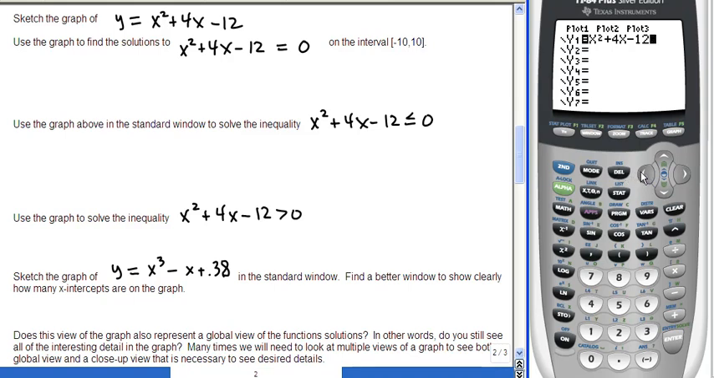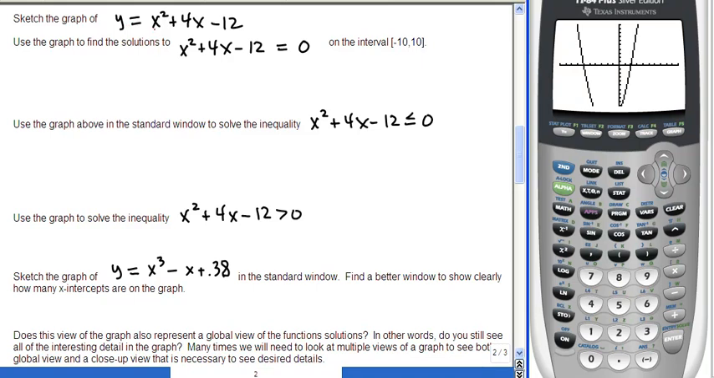As always, before any other window choice, I always start with that standard window, just to be safe. Just to get a rough idea of what I'm looking at and how I'm going to have to modify this. So let's go to Zoom, Standard, and just see what we are looking at. And make some predictions ahead of time as to what you expect that graph to look like.